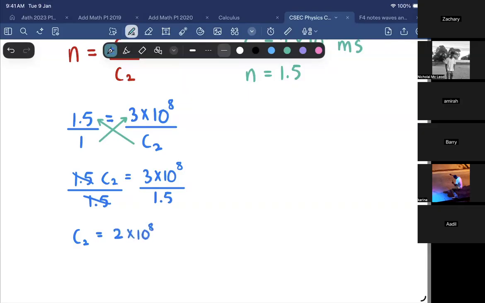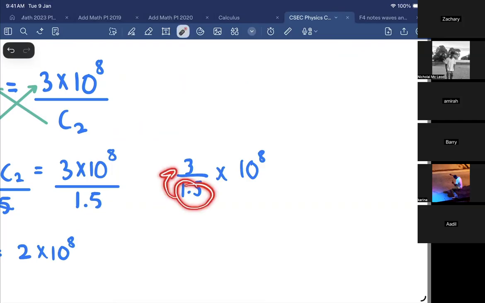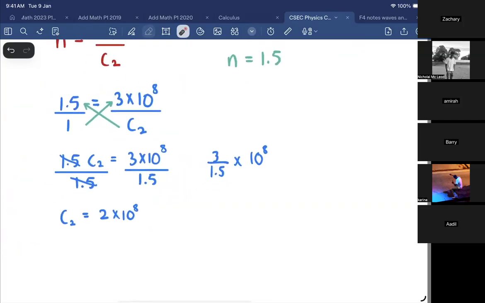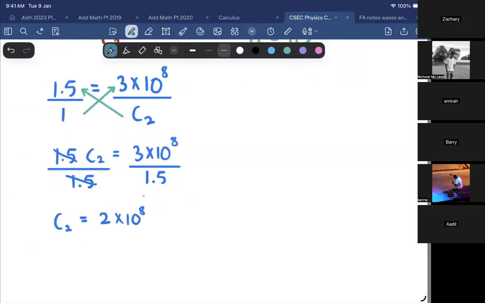And if you're utterly confused, watch this. I could rewrite that as just 3 over 1.5 by 10 to the power 8. Now, Alia, how many times does 1.5 go into 3? 2 times, sir. Right, so it's really just 2 by 10 to the power 8. That's it. And you need to put your units, otherwise you're not going to get full marks.